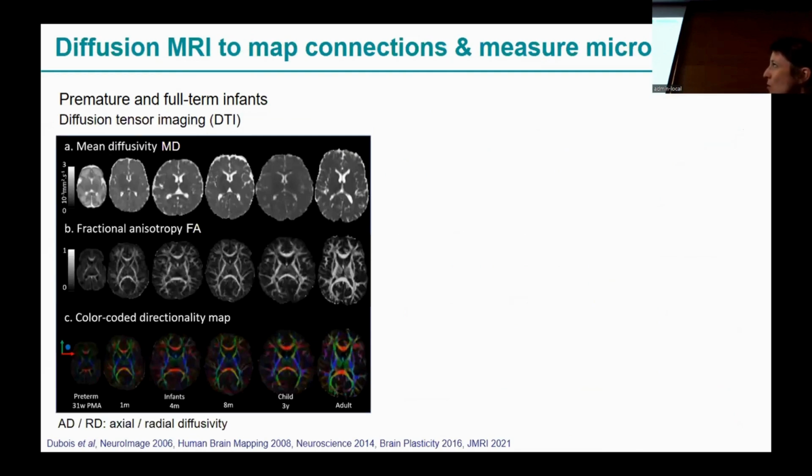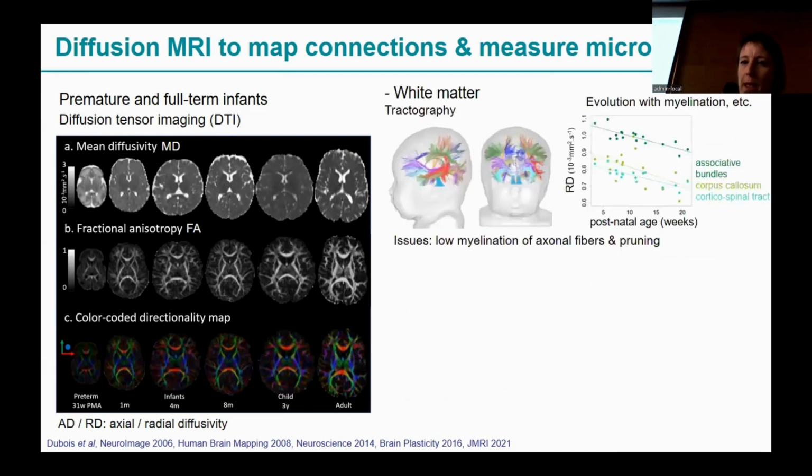We can also use diffusion MRI to look at the development of the white matter and gray matter. So here you have some examples of images that have been obtained with the diffusion tensor imaging model with the mean diffusivity, the fractional anisotropy, and we also use other parameters, the axial and radial diffusivity, to look at the maturation.